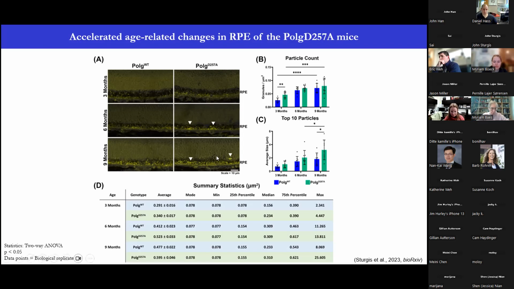It was more so, can you see my cursor, by the way? Yeah, we can see it. Okay. It was more so things looking like this, where they were starting to clump together. Thank you. And overall, the minimum granule size, the mode was always around the minimum. So regardless of the time point, it was mostly the small granules. But in some cases, like when you took the top 10 particles per image, the D257A had the largest ones.